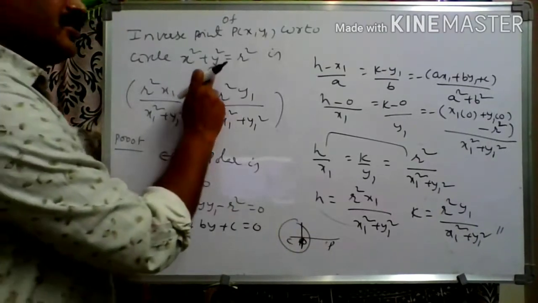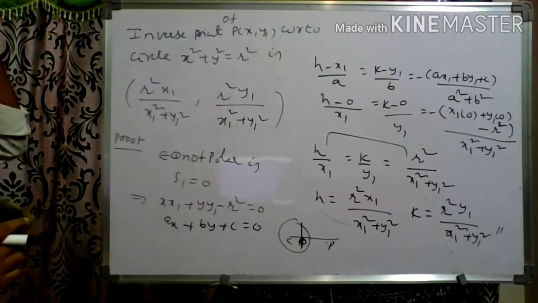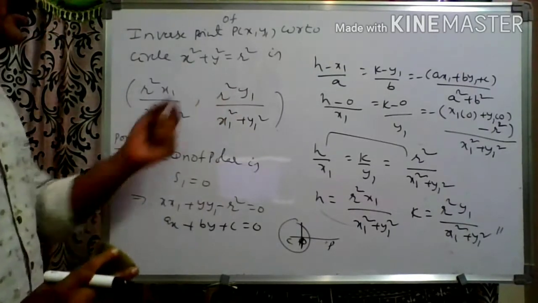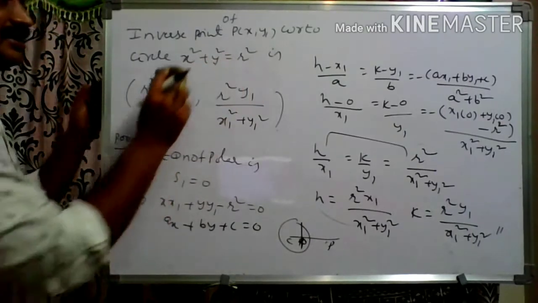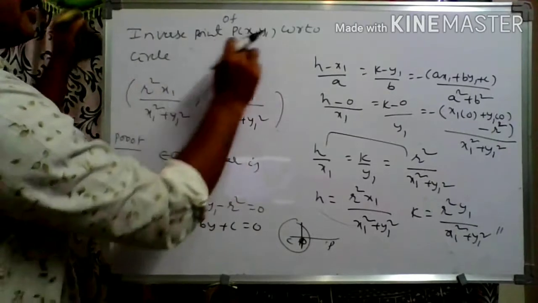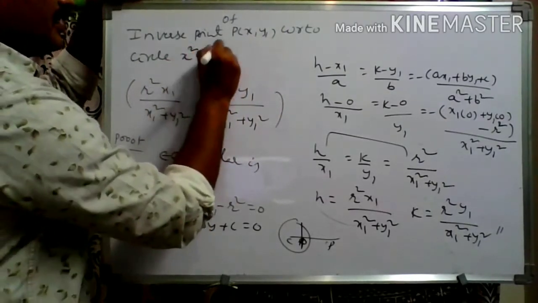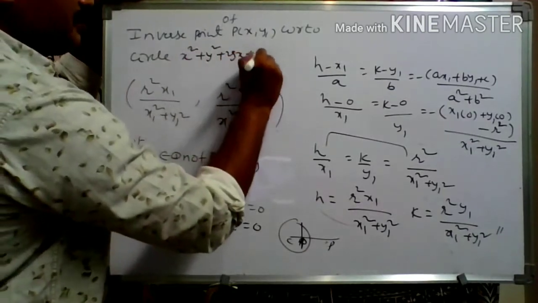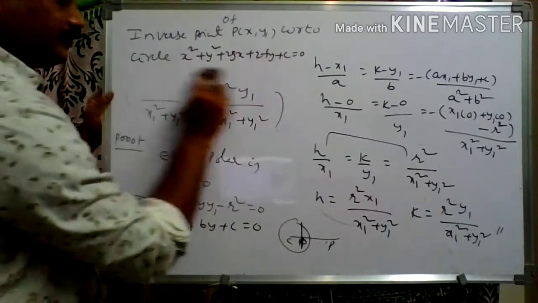So here center 0, 0. Suppose center h, k. Suppose the circle equation is x square plus y square plus 2gx plus 2fy plus c is equal to 0. Inverse point of x1, y1 with respect to the circle x square plus y square plus 2gx plus 2fy plus c is equal to 0. Formula.